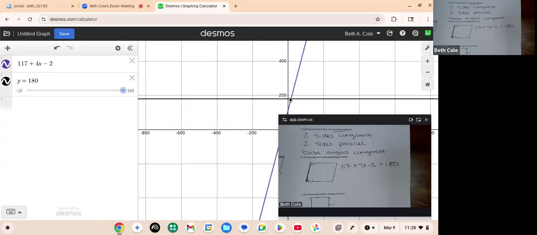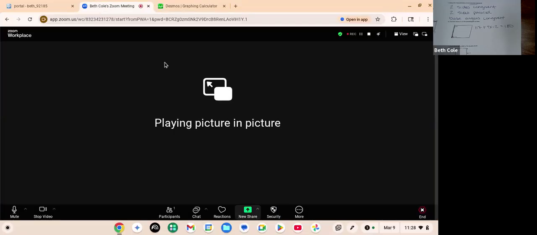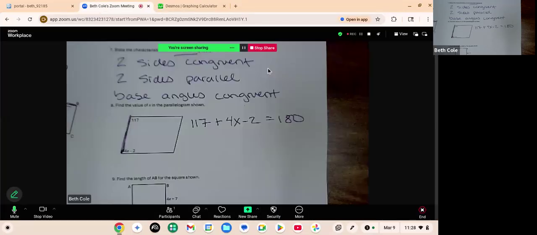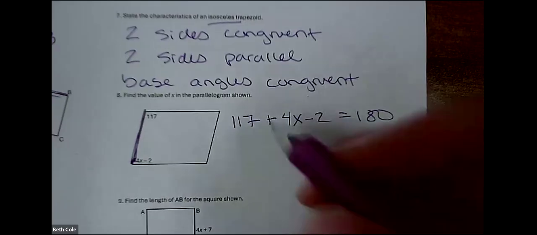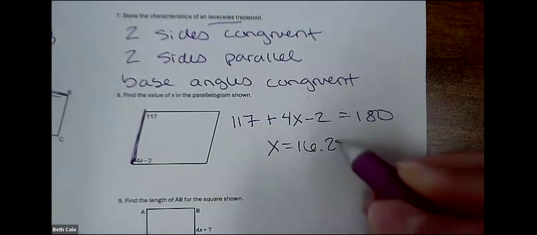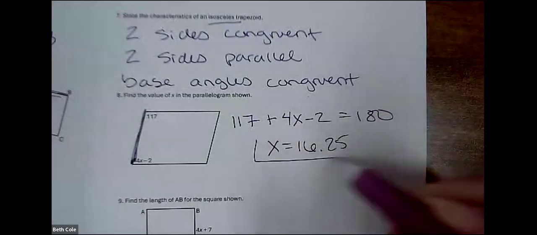All right, click on the intersection, and I got, what is it? 16.25. Is that it? Did it ask for anything besides x? Do I have to like plug that back in? Yeah, it just says find x, so that's it.